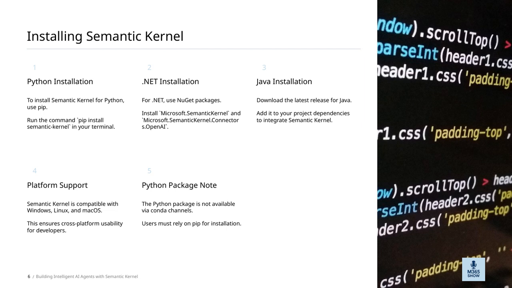To summarize, whether you're using Python, Java, or .NET, there are straightforward ways to install Semantic Kernel, and the key takeaway is its broad compatibility across platforms. This flexibility is what makes it so powerful for building intelligent AI solutions.